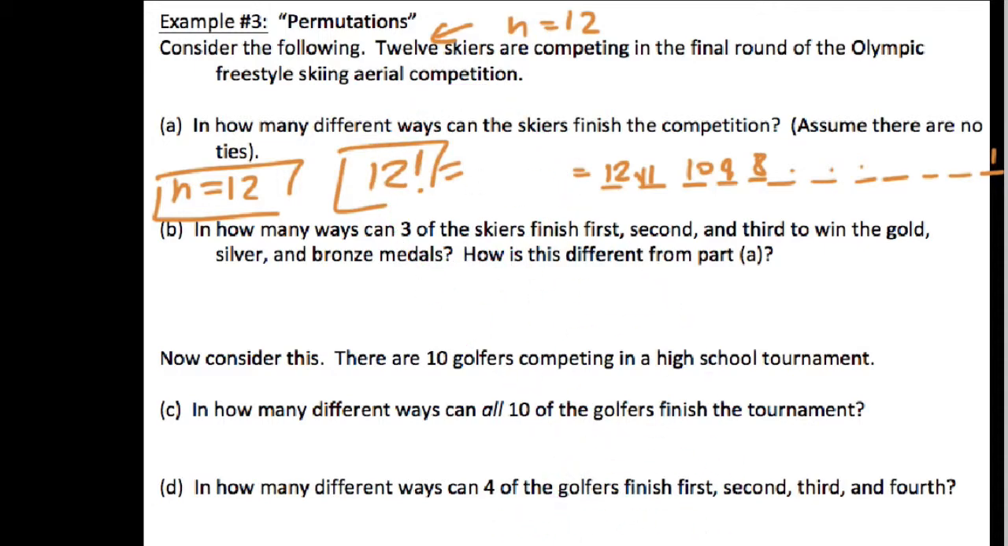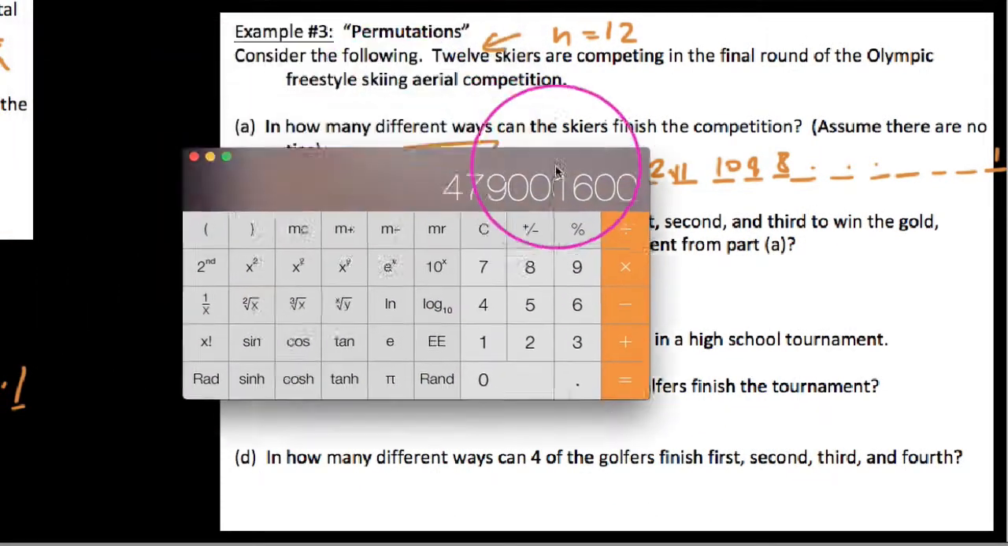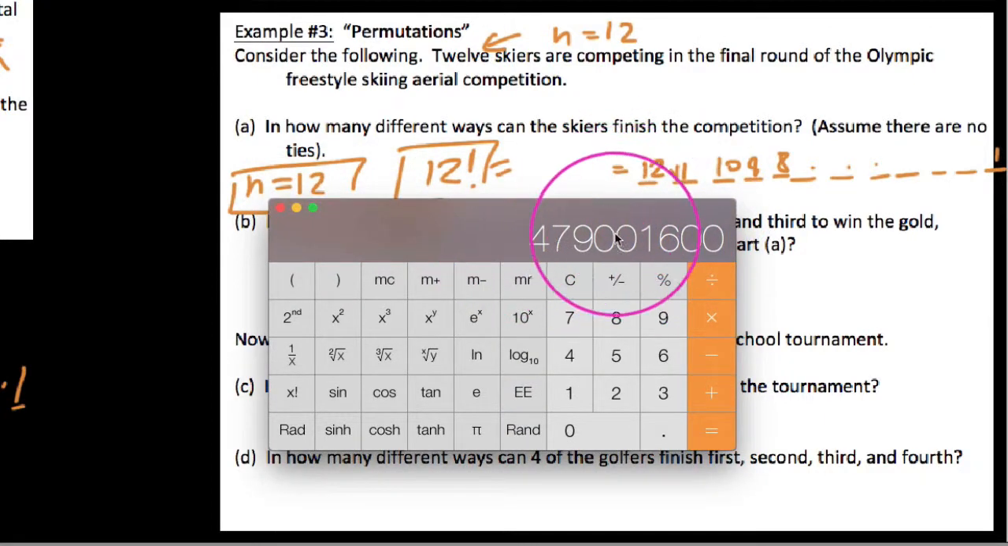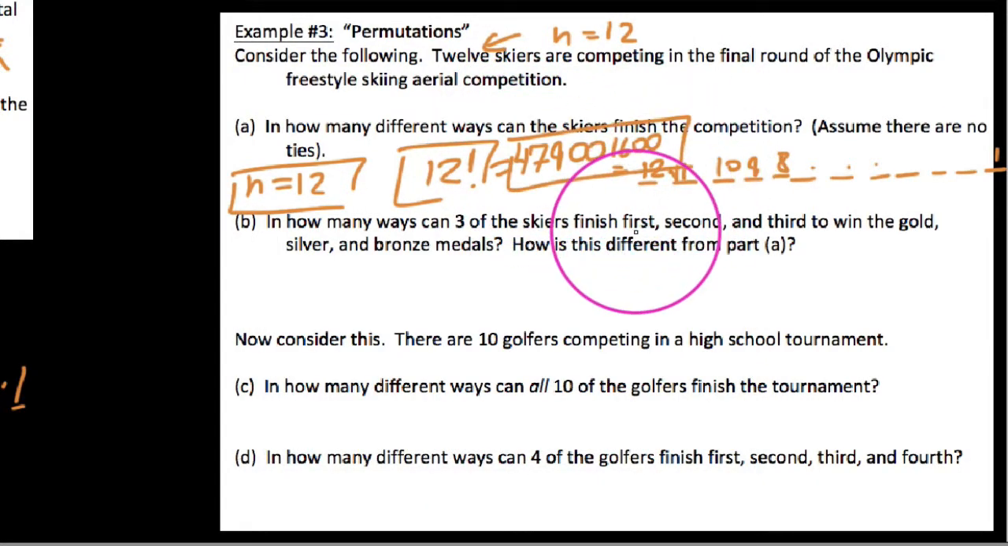As a matter of fact, just to show you how many different ways this could happen, there are a lot of ways. You can go ahead and write this down: 12 factorial is 479,001,600. This many total outcomes exist for these skiers to finish this race, which is a lot.